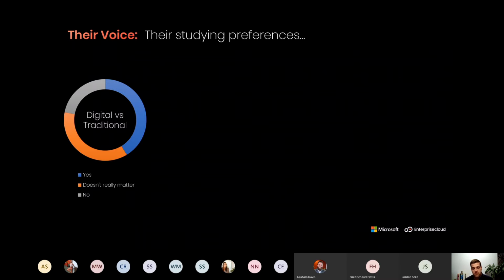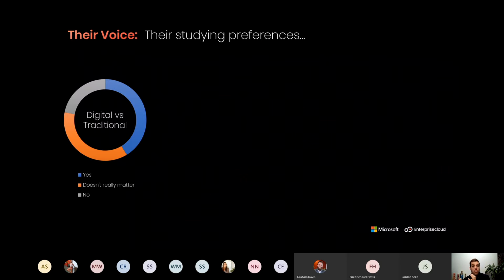Many people, sort of 40%ish, said yes, we do want digital. Another 40% odd said it doesn't really matter, and another 20% said no, they don't prefer digital over traditional. And so I think there's still a very strong affinity to I want to go to the traditional academic institution. I want to go be part of something. I don't care whether it's digital or not. I just want to be part of it.